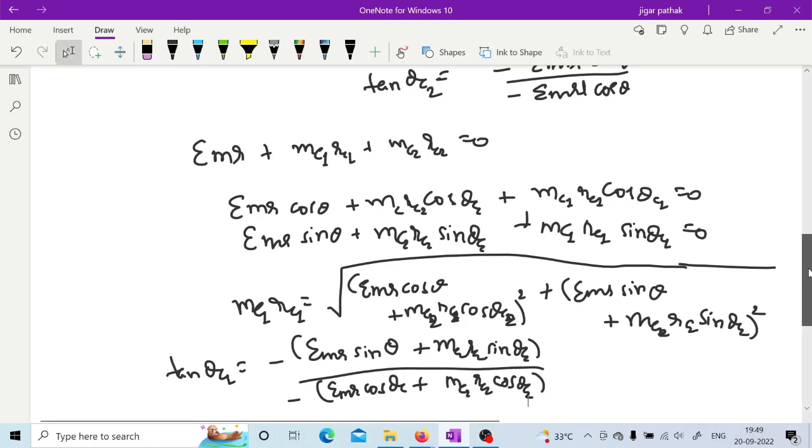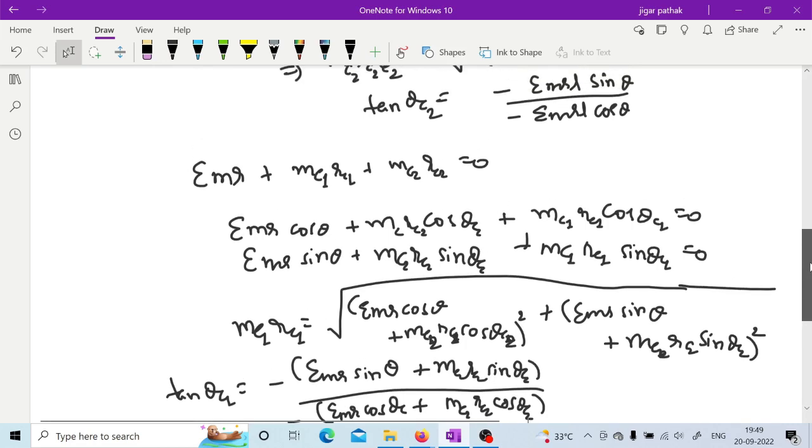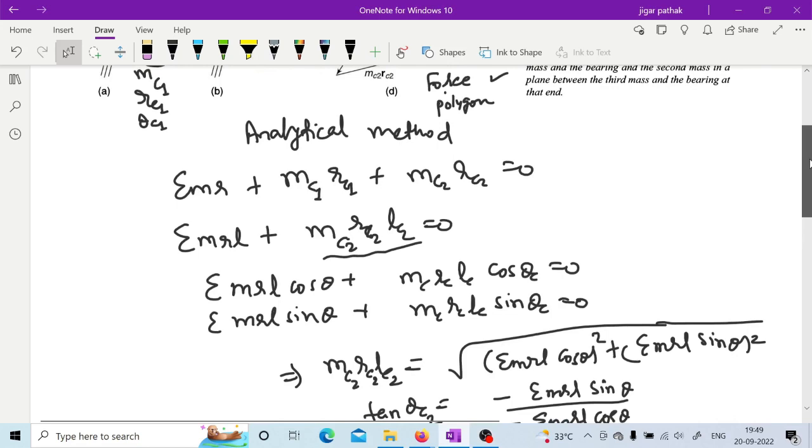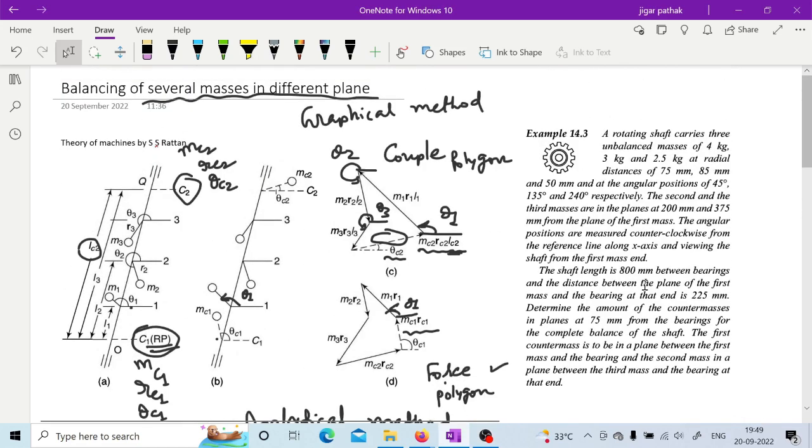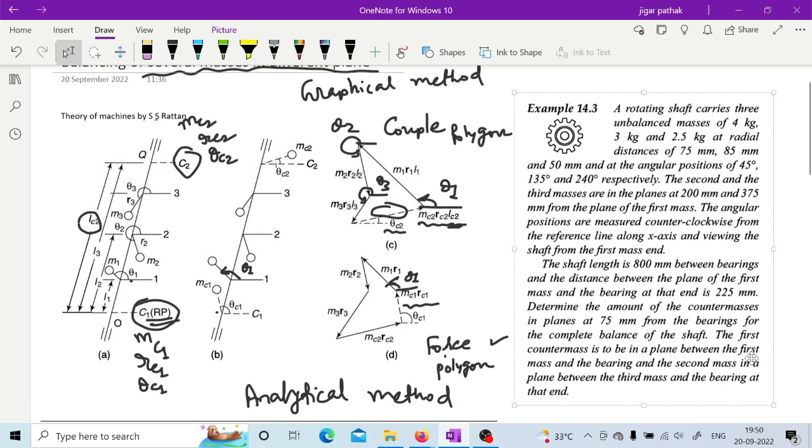So are you done? Then we can go for one more problem solving. Done, sir. Okay, so now you can read this problem. What this problem says is you are having a rotating shaft which carries three unbalanced masses of 4 kg, 3 kg and 2.5 kg at radial distance of 75 mm, 85 mm, 50 mm at the angular position of 45 degree, 135 degree and 240 degree respectively. Right, so here they have provided all this data of m1, m2, m3, then radius r1, r2, r3 and then theta 1, theta 2, theta 3.